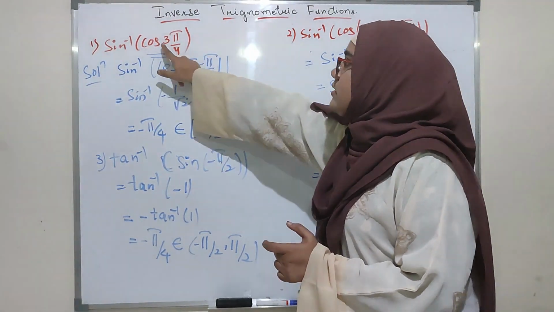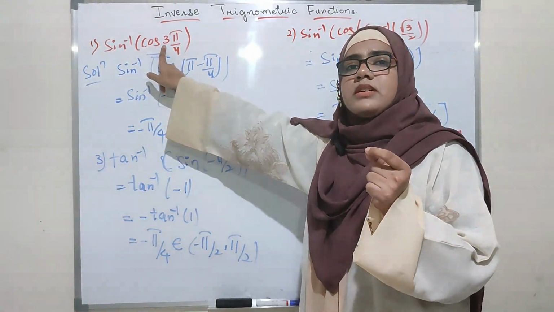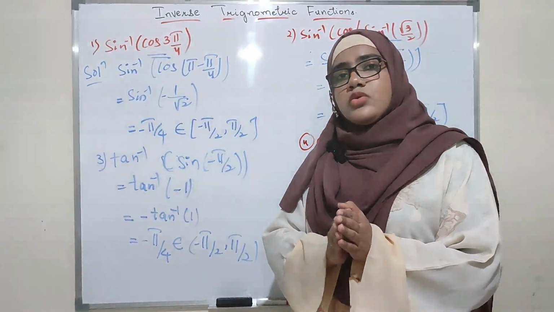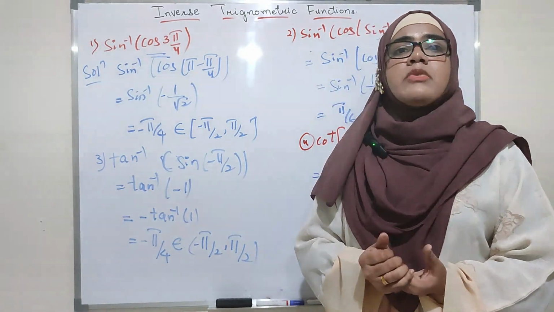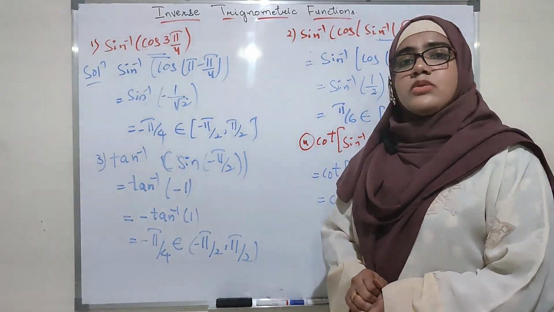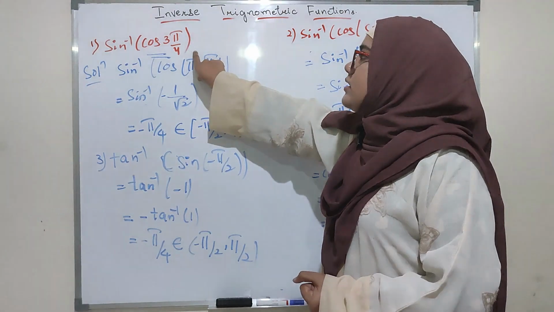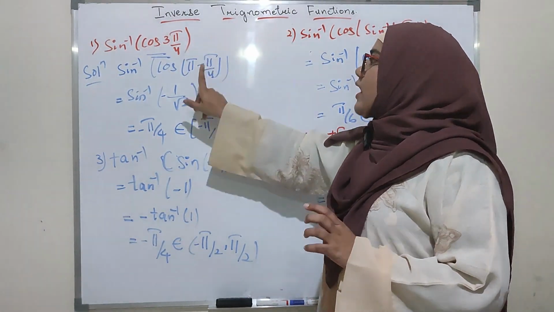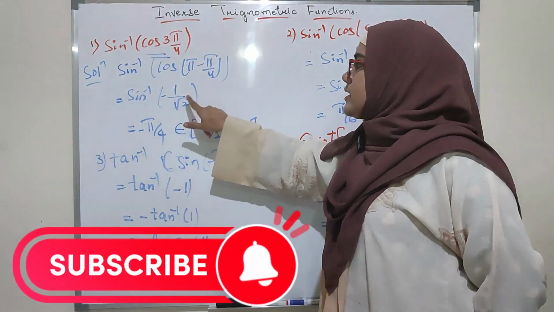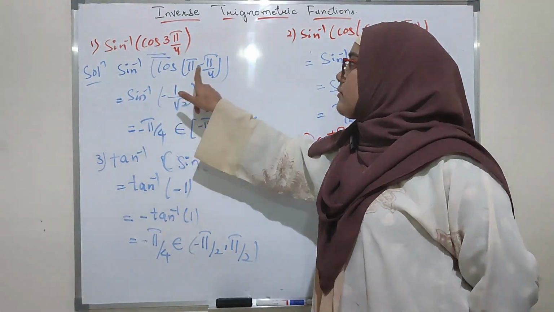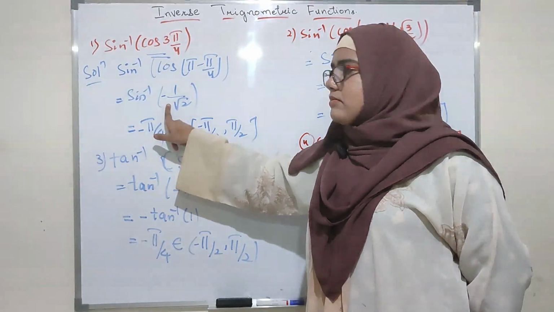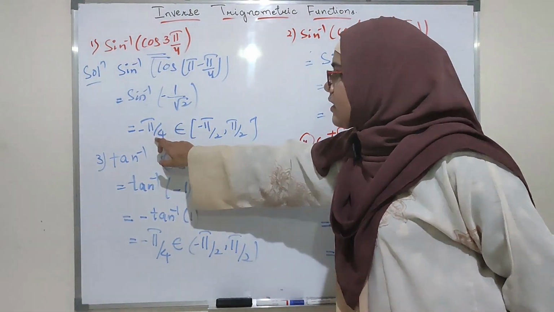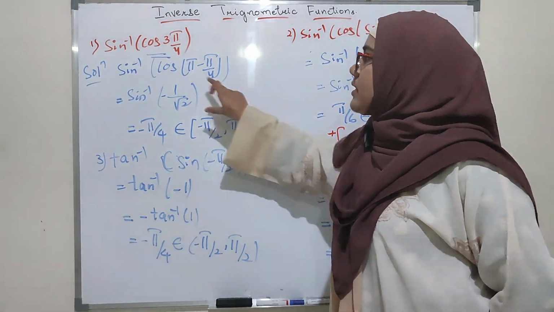In the first, we are having cos 3 pi by 4, which is not directly given. In the table you have values from 0 to 90, which are easy for us to remember, so that's why we write the value in such an easy way. So cos pi by 4 we know is 1 by root 2, and here we are having minus, that's why we take minus. So sin inverse of 1 by root 2 is pi by 4, and this value lies in the principal value branch of sin inverse.